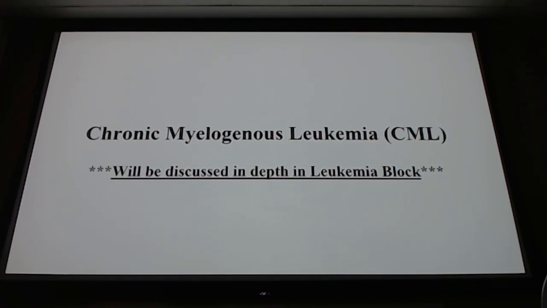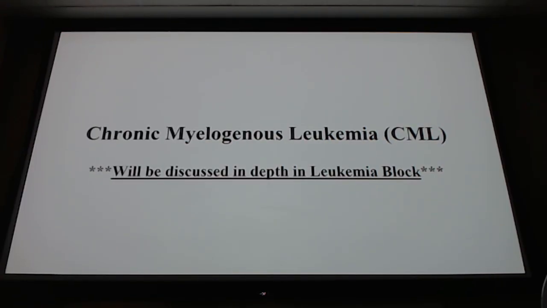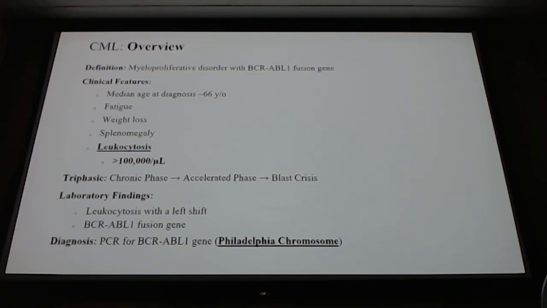CML, again, we're just going to talk about this briefly. BCR-ABL1 fusion gene, that is our Philadelphia chromosome. This is going to be elderly, right? So CML, if I say myelogenous, what is that going to be affecting? What kind of cells? Myeloid stem cell lines, what are those? I want to beat this into you. I've got to keep beating this. What are myeloid stem cells? Say it loud, say it proud. RBCs, platelets, what else? Granulocytes, right?